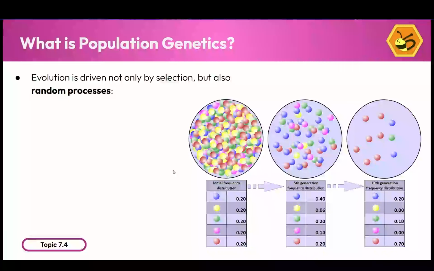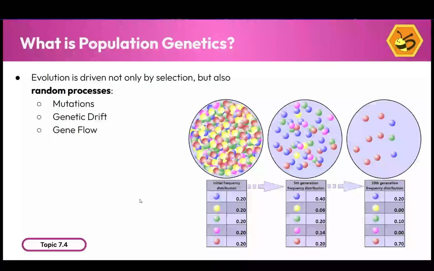All right, so what is population genetics? Evolution is not only driven by selection, but also by random processes. While natural selection is one mechanism, there are also random ones, such as mutations, genetic drift, which I'll go over, and gene flow. And these random events can have huge effects, especially in small populations.